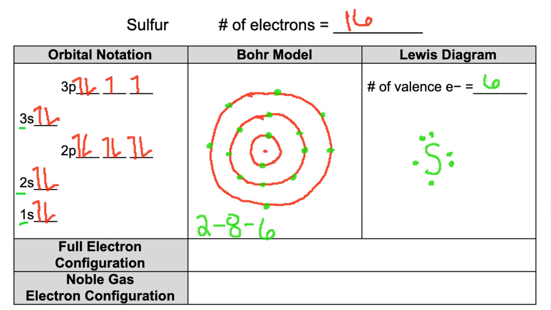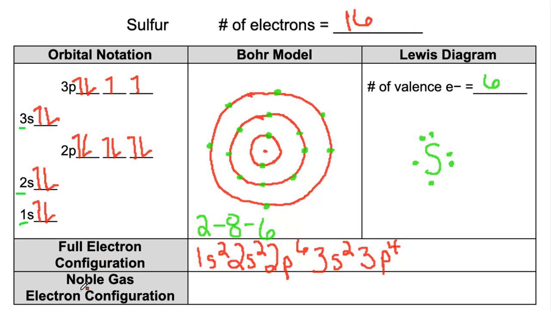Now for the full electron configuration. I'm going to read off of the orbital diagram starting from the 1s. Any sublevel with electrons in it shows up here. So we have 1s, and there are 2 electrons in the 1s. Next 2s, and there are 2 electrons there. Next 2p, and there are 6 electrons there. Next 3s, and there are 2 electrons there. Next 3p, and there are 4 electrons there. This is the full electron configuration for sulfur.